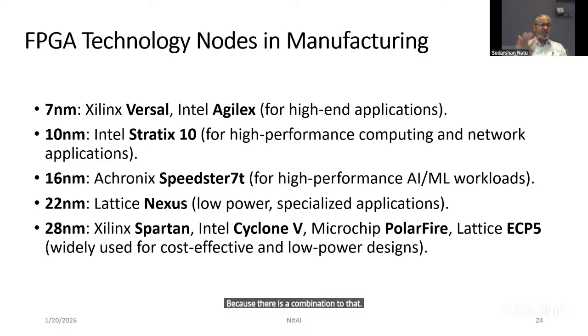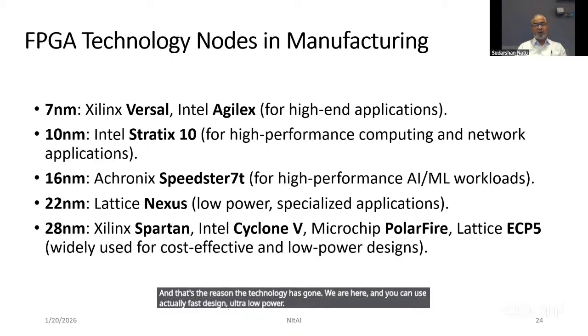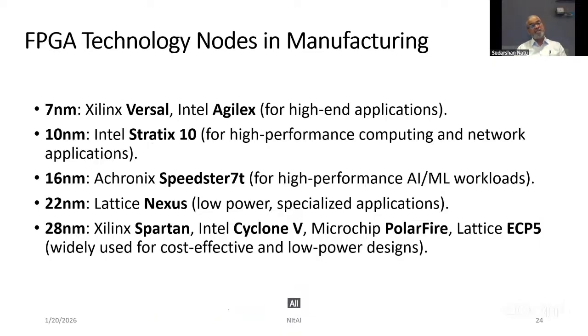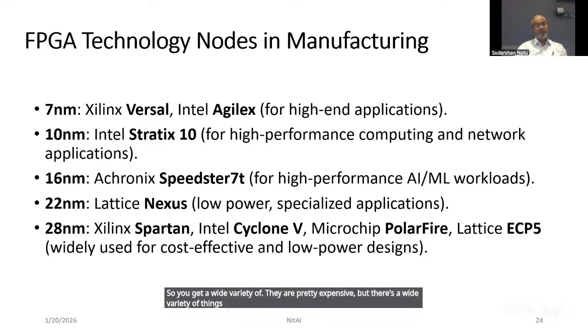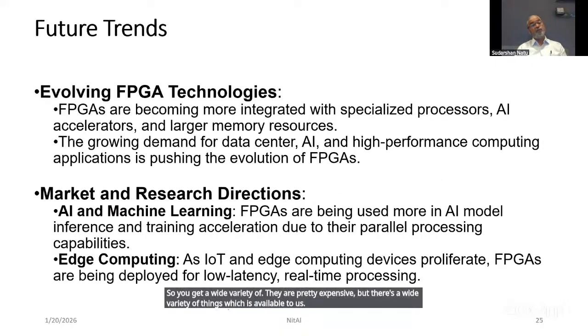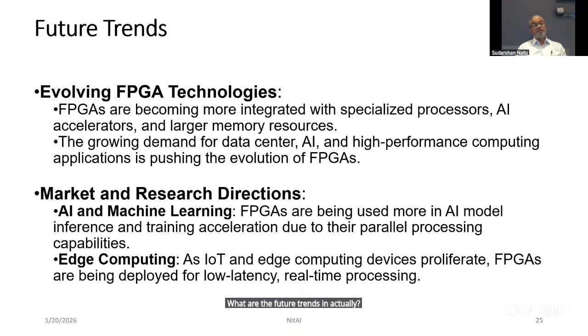FPGAs are used in very high-end applications, and that's the reason the technology has gone way ahead, and you can use fast designs and ultra low power ones. All these FPGAs are available today in manufacturing. They are pretty expensive, but there is a wide variety of things available to us. What are the future trends in FPGA technologies?